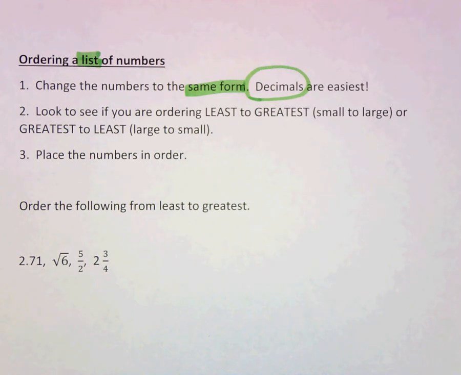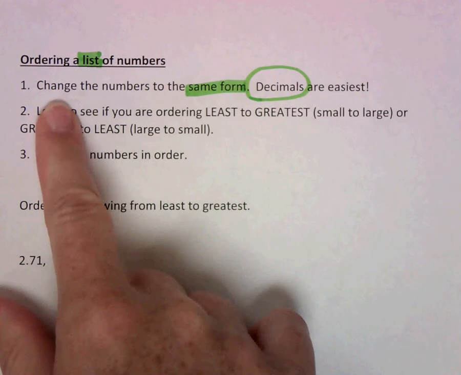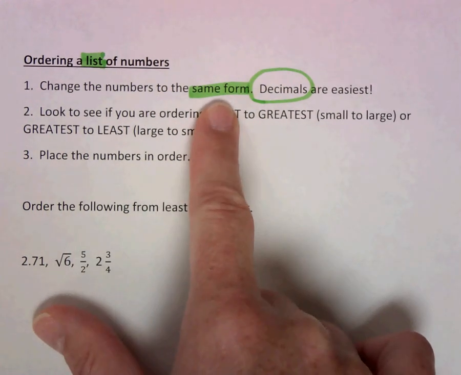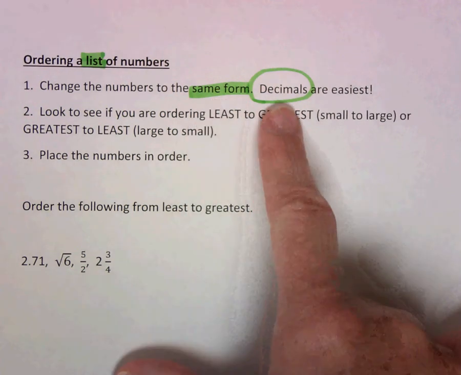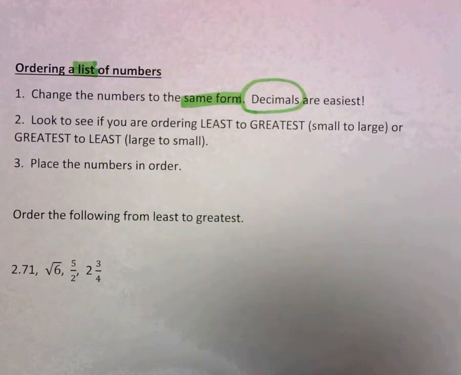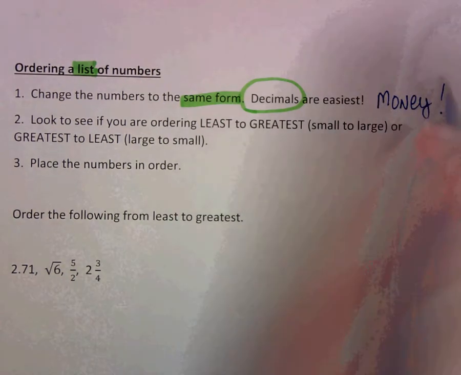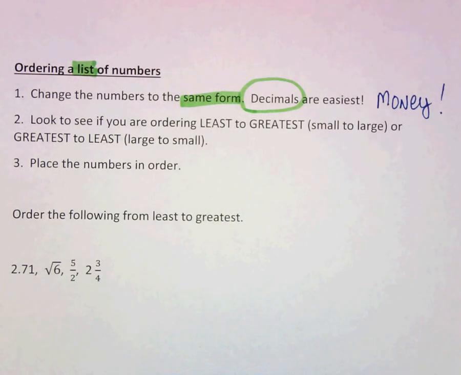In this lesson, we're going to look at ordering a list of numbers. We've already worked with comparing two numbers, so this is going to be very similar. We're just adding a few little pieces. Really important, anytime we're comparing numbers, we want to make sure that we change them to the same form. I highly recommend decimals. Decimals are easiest, remember, because we can think of them like money, and we all pretty much understand dollar amounts.